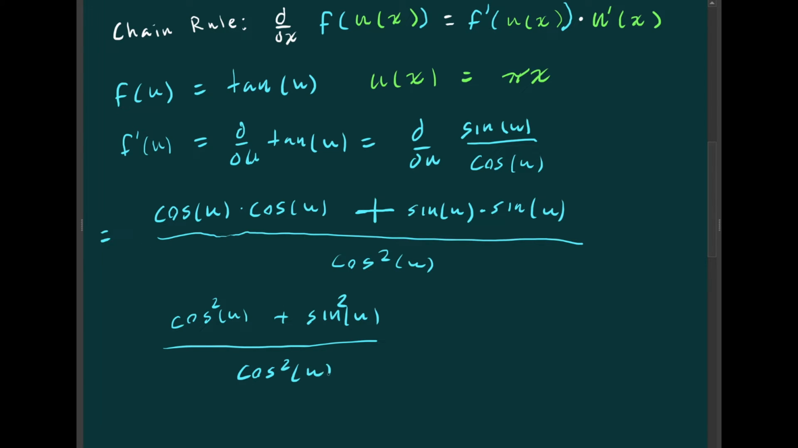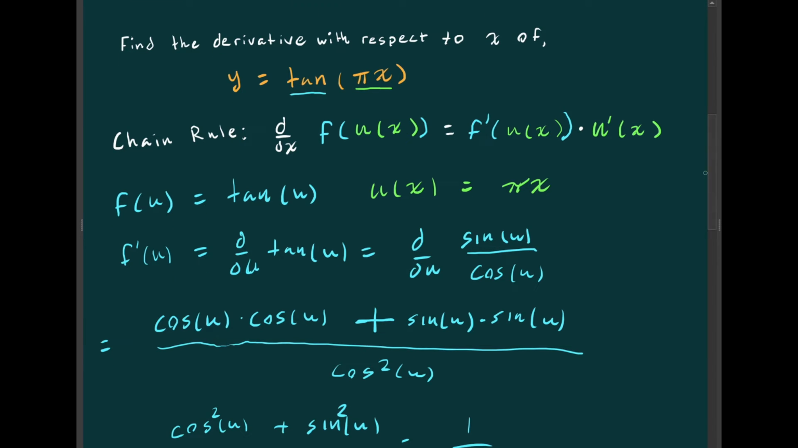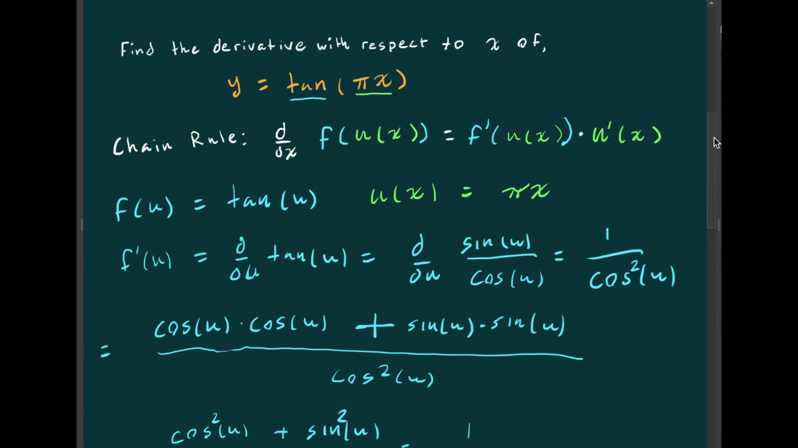Now, since cosine squared u and sine squared u add together, that's just 1, as you know from trigonometry. So then we're just left with 1 over cosine squared of u. Now, we were trying to find this over here, so that was just a long side note. We found the derivative of f with respect to u. It's 1 over cosine squared u.